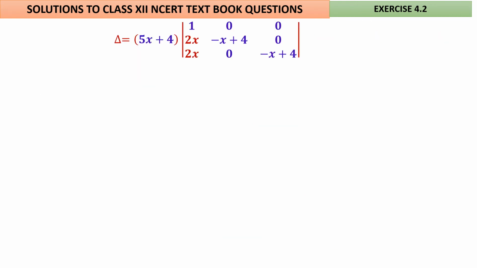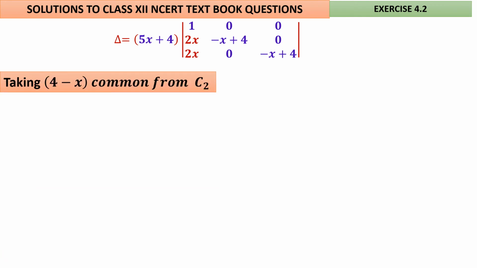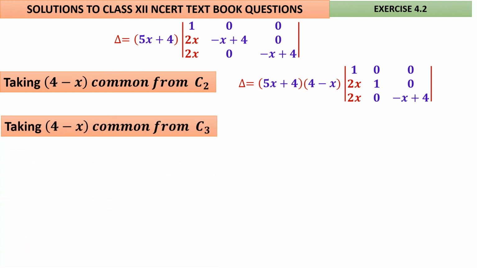Okay, we got this determinant now. You want to expand it with respect to the first row. Before that we can take 4 minus x outside from C2. I am taking 4 minus x outside from C2. Then again take 4 minus x outside from C3, where you get 2 factors of 4 minus x now.